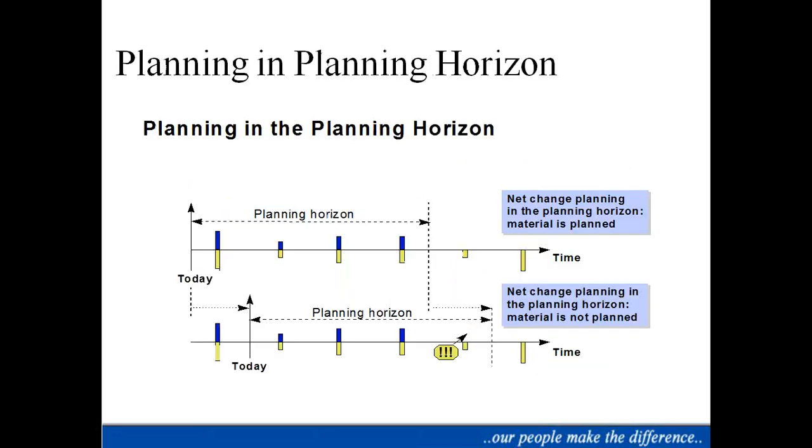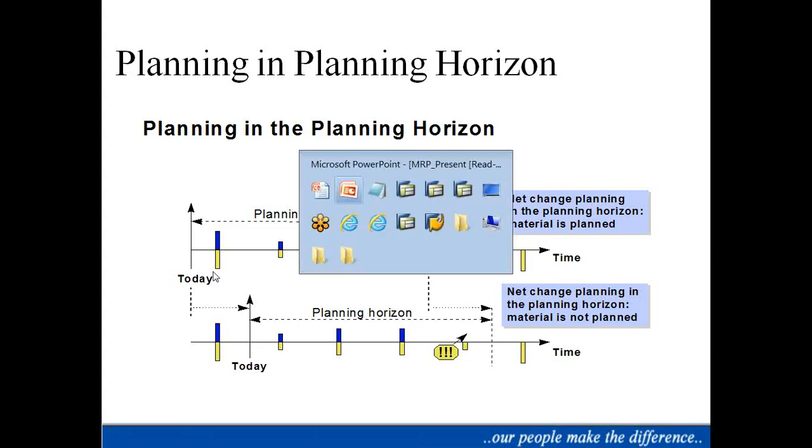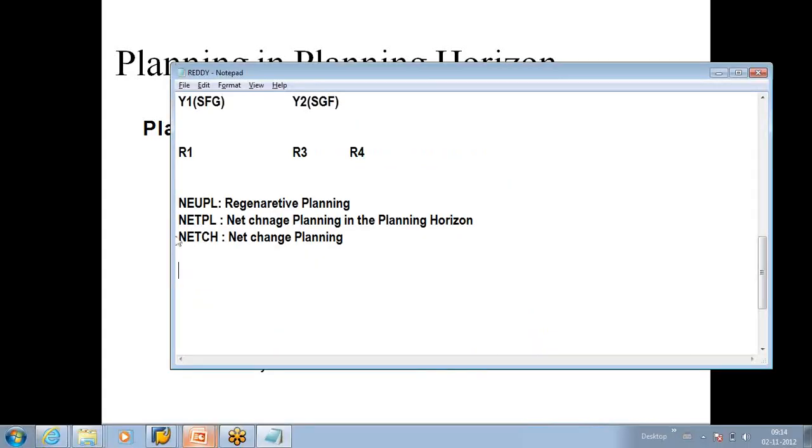If I go for net change planning, then there is no planning horizon. If any changes happen at any time interval, they will be planned for MRP, without any limitation of time. Is that clear to you? That is your third parameter.